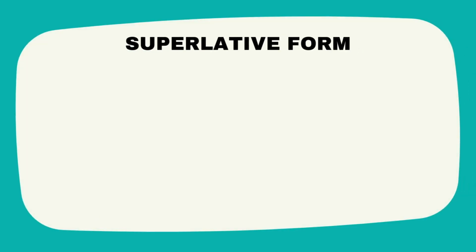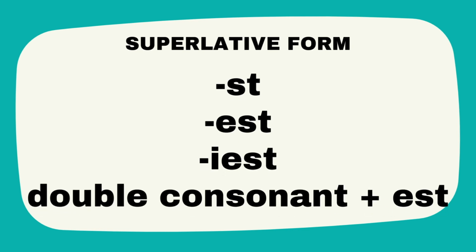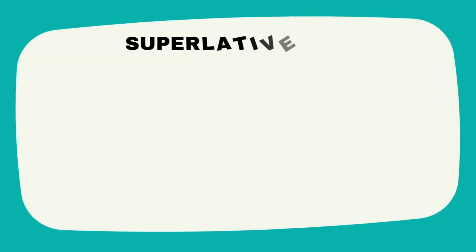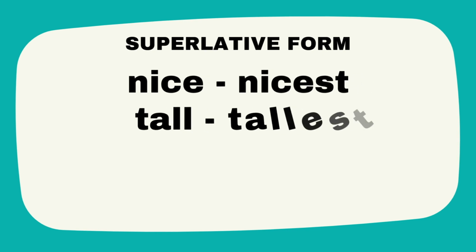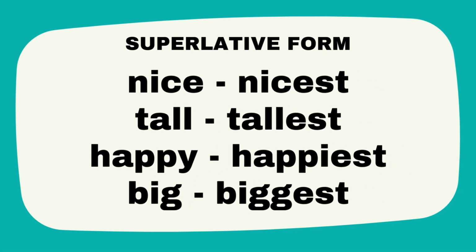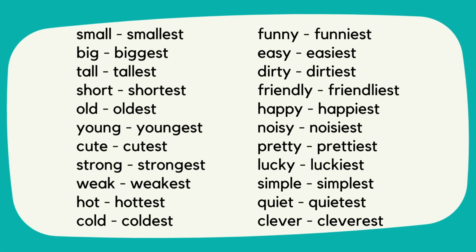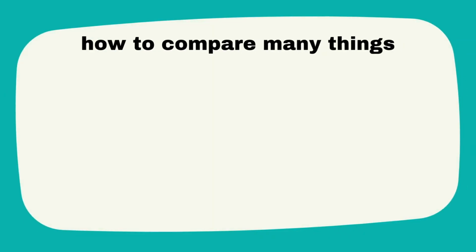To create a superlative form, we add st, est, iest, or we double the last letter and add est. For example, nice, nicest, tall, tallest, happy, happiest, big, biggest. Here's a list of some common base adjectives and their superlative forms. Now, let's take a look at how we can compare many things.